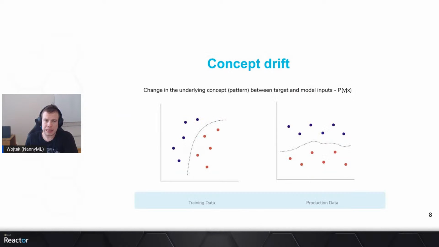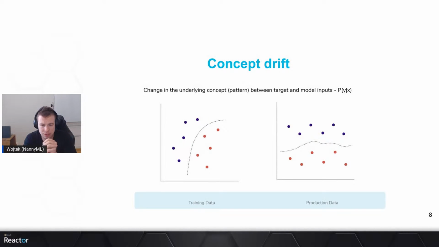And let's again define it a bit more formally. So here we can see that concept drift is the change in the underlying concept or pattern or mapping between the target and the model input. So it's the probability of Y given X, so given the model inputs, given the features.